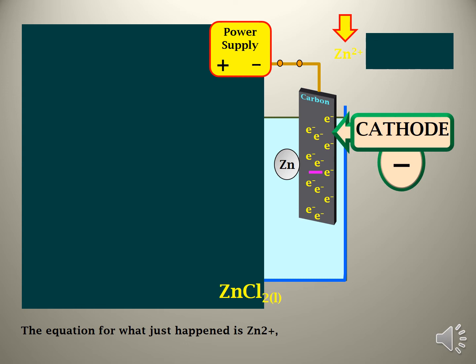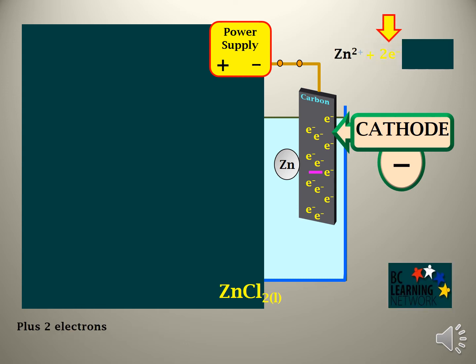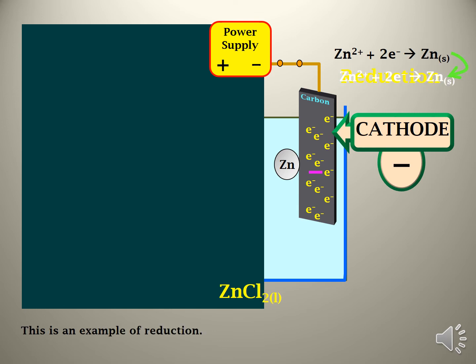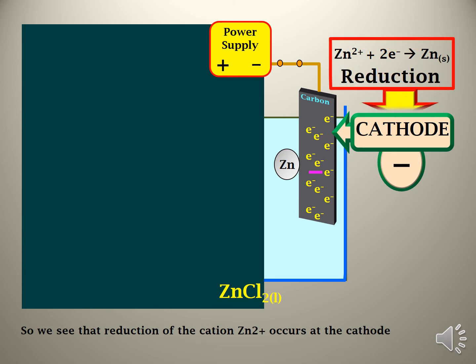The equation for what just happened is like this. Zn2+ will gain 2 electrons and convert into zinc solid. The whole equation is like this. And this gain of electrons is known as reduction. So we see that reduction of zinc positive ions occurs at the cathode.